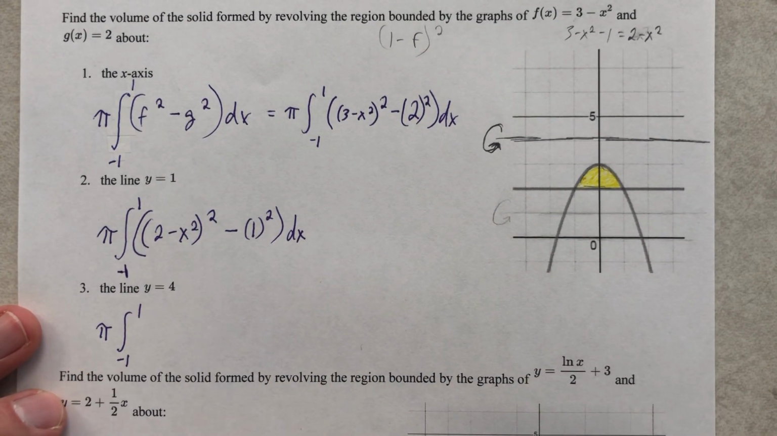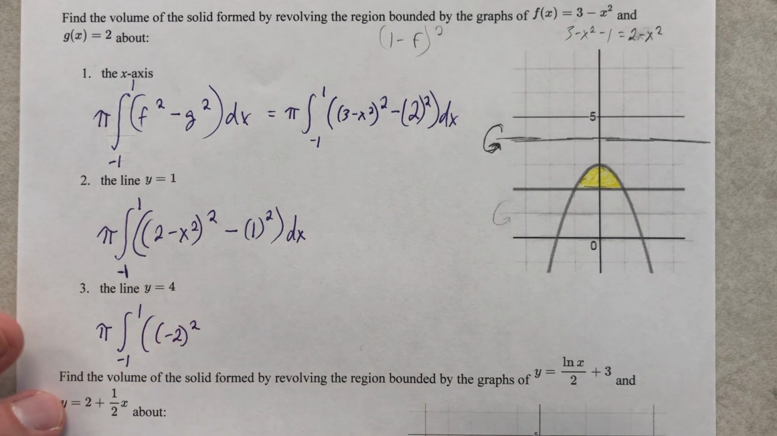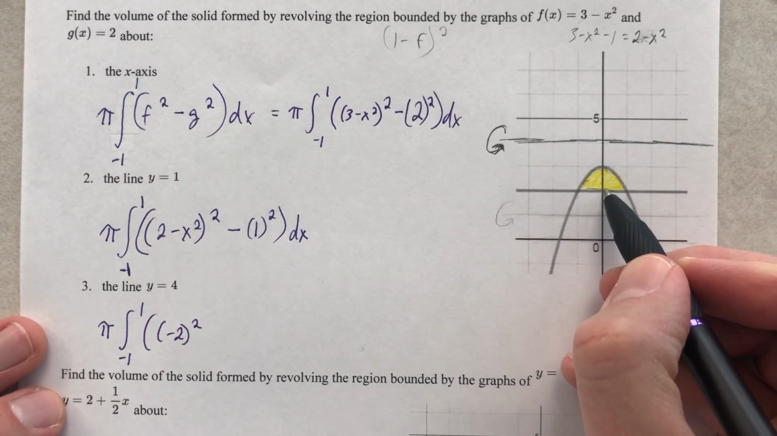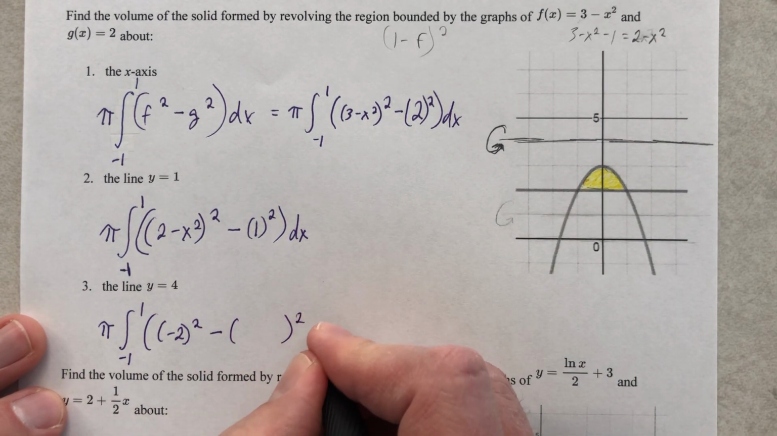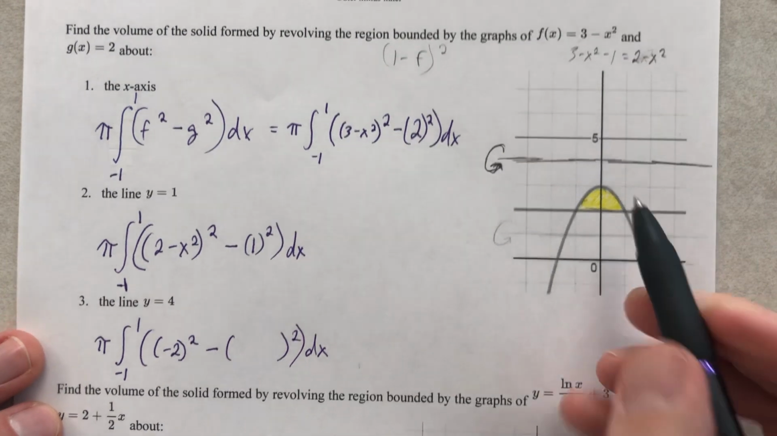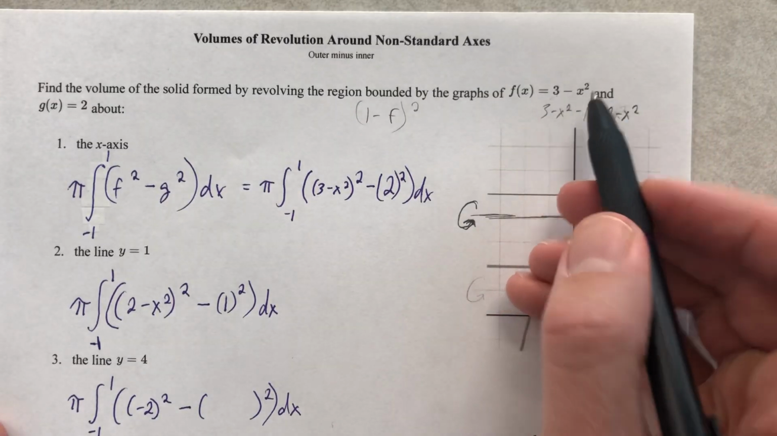Now, when you square it, it's not going to make a big deal, but just for the sake of argument and accuracy in the setup, technically this is -2. And then we're going to subtract away the inner function. And the inner function is this parabola. Well, what is the parabola? Now, I know the parabola is 3 minus x squared.